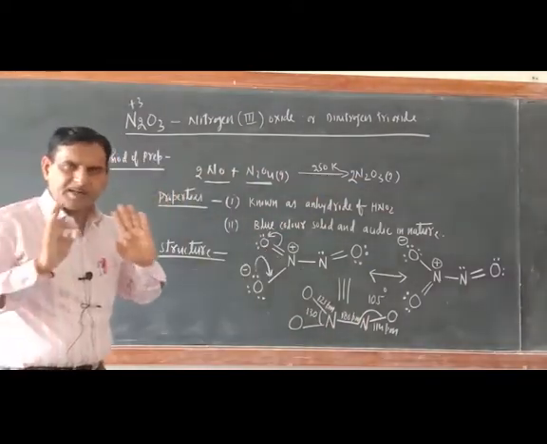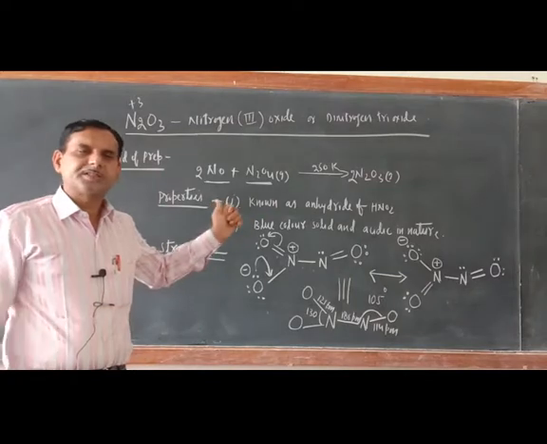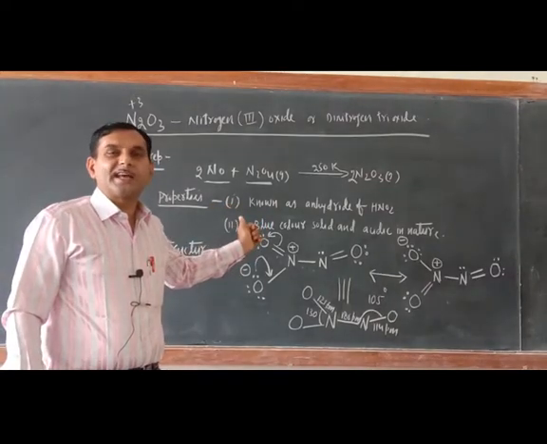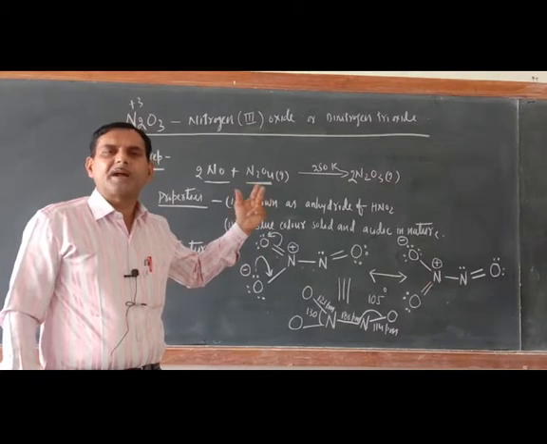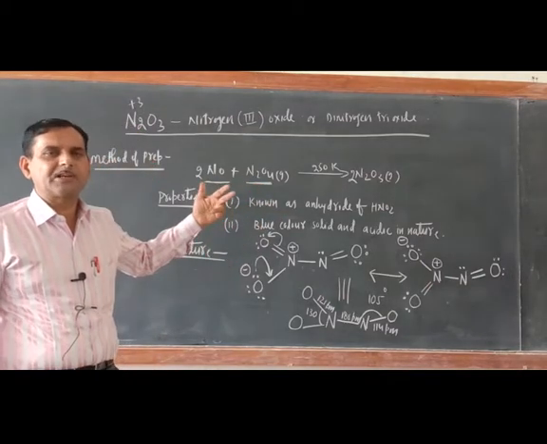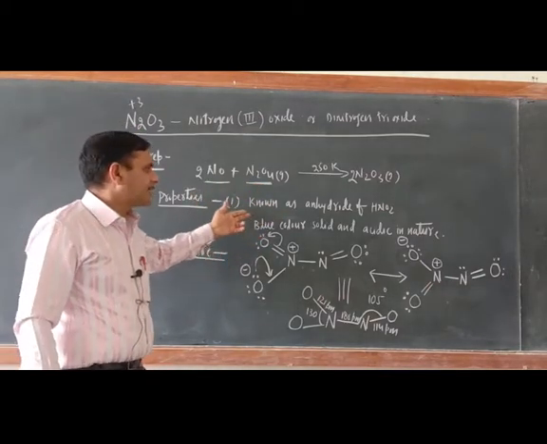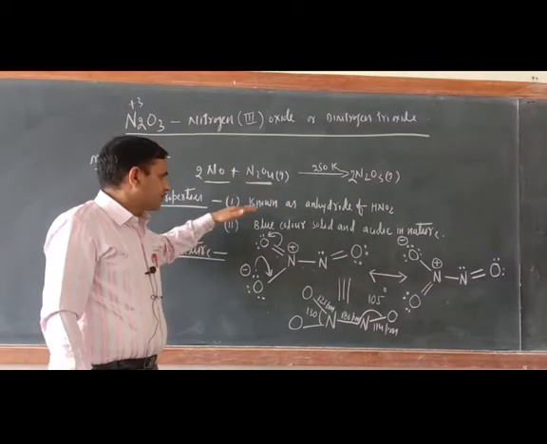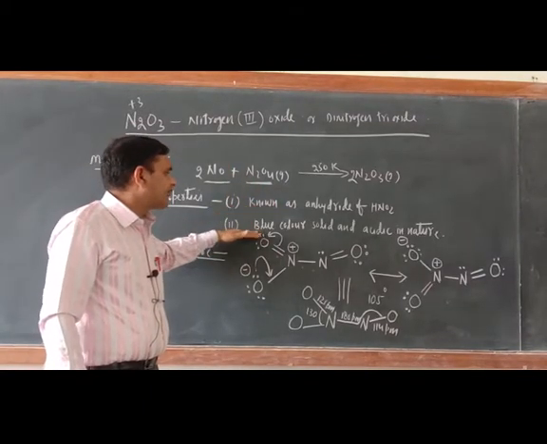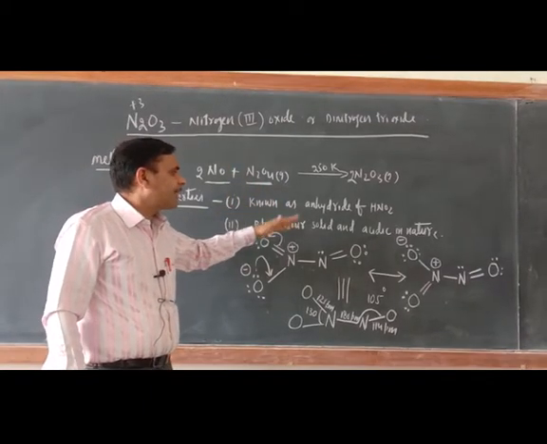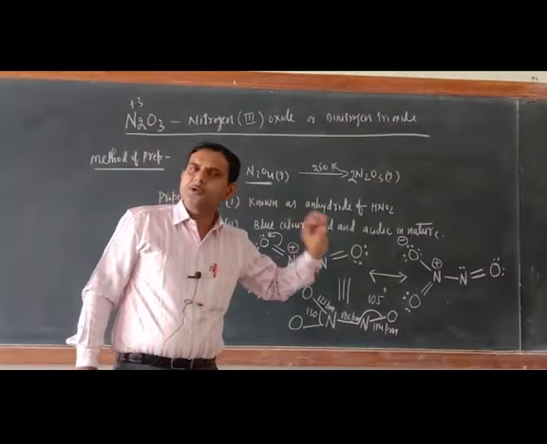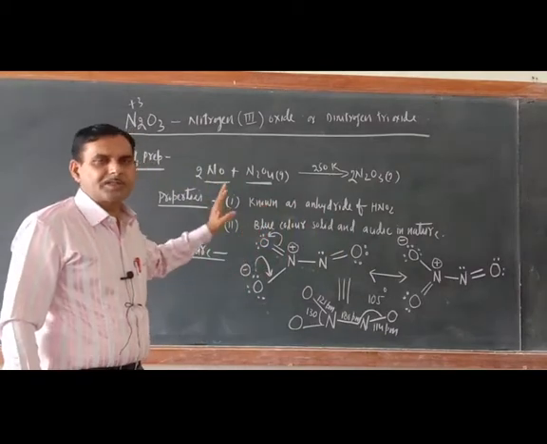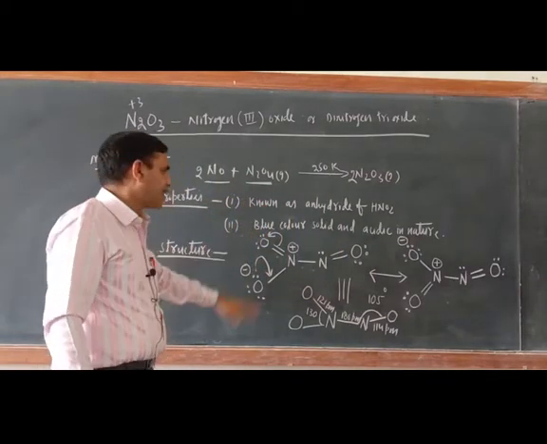As far as the properties are concerned, I told you this is known as the anhydride of nitrous acid. Means from two molecules of nitrous acid, if you remove one molecule of water, then you will get N2O3. So this is the first physical property. Second one is it is a blue colour solid and acidic in nature. I already told you N2O3, N2O4 and N2O5 are the acidic oxides of nitrogen.